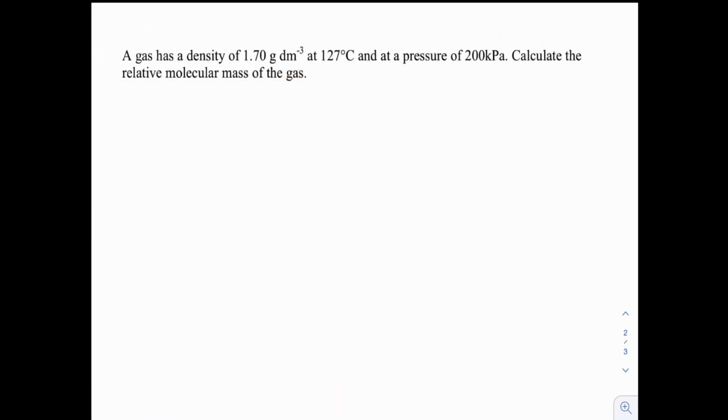Now let's look at these questions. A gas has a density of 1.7 gram per dm cubed at 1273 degrees C and at a pressure of 200 kilopascal. Calculate the relative molecular mass of the gas. We will need to change all the non-standard unit to the standard unit.